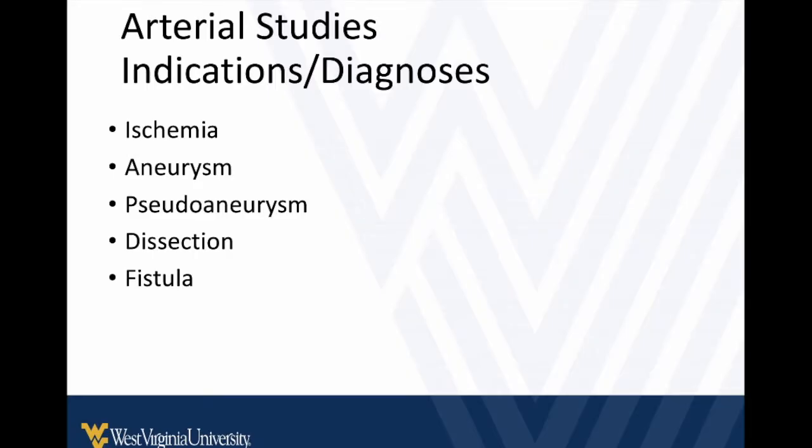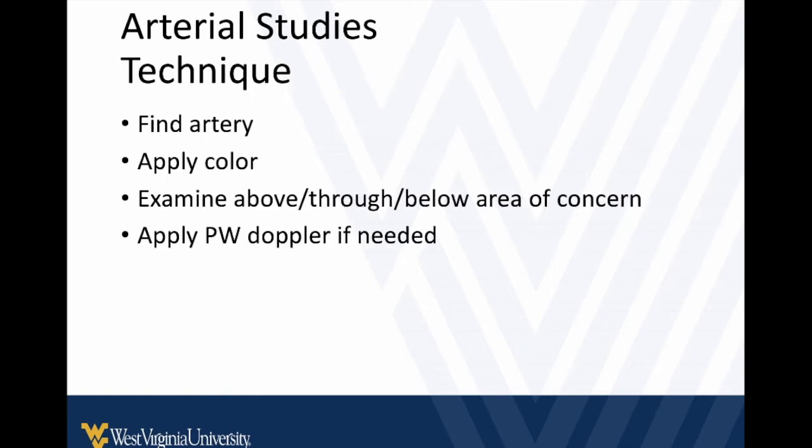Some of the reasons you might take a look at some of these things: patients have a cold limb or a painful limb, you're worried about ischemia, aneurysm, pseudoaneurysm, so maybe they've had a femoral puncture and now they've got a lot of swelling and you're concerned, or dissection, fistula. All of these things you can pretty much solve in just a few minutes at the bedside with a few basic ultrasound skills. And really the basics of the technique are: find the artery of interest, apply color, and examine it from above, through, and past the area of concern.